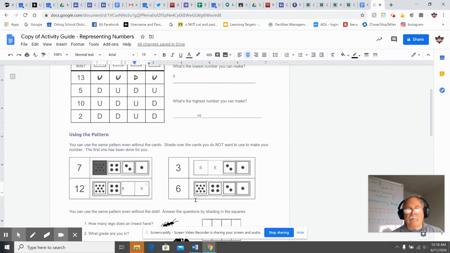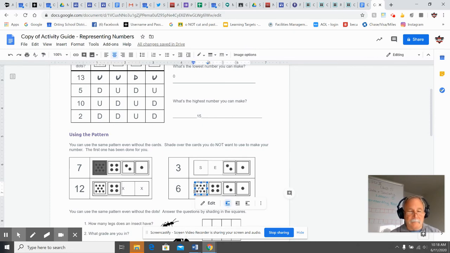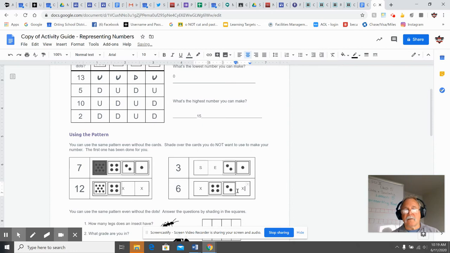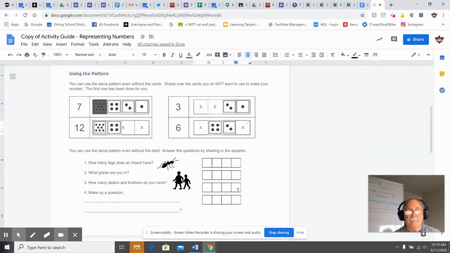Okay. And then we look over at 6. 4 plus 2 is 6. Any other combinations? No, we only have the 2, 4, so we shade out the 8. And we shade out the 1. That gives us our 6. Okay, so that's fairly easy.